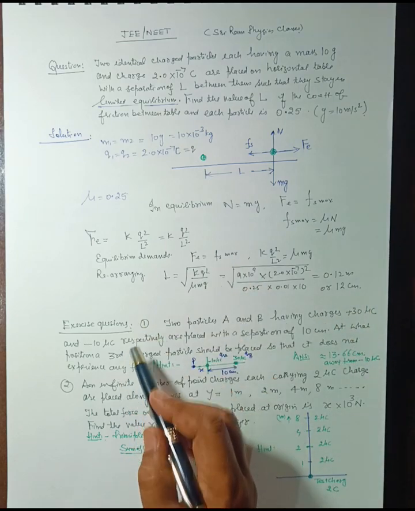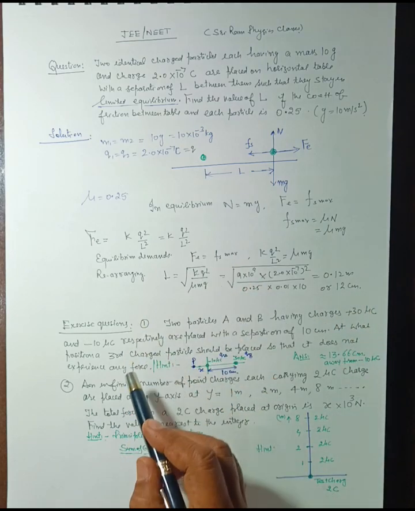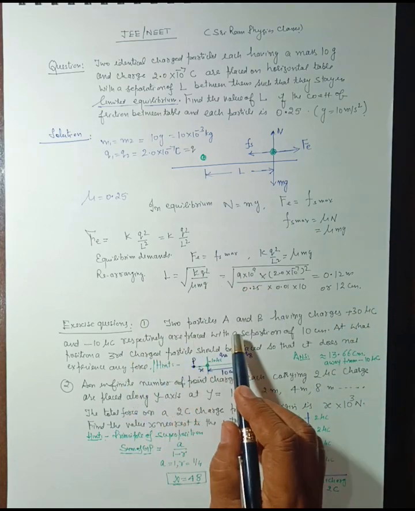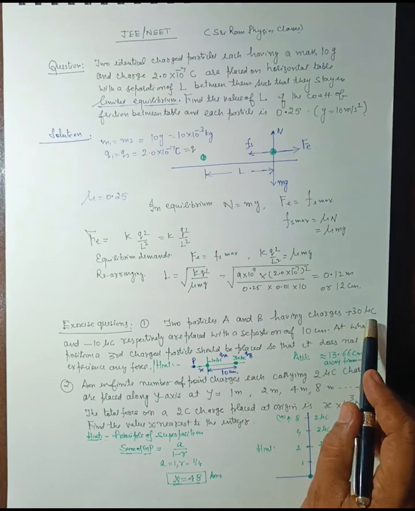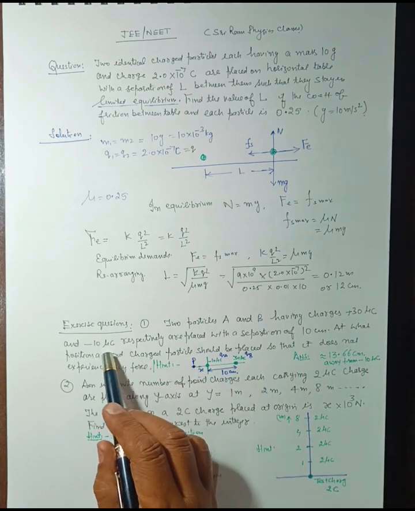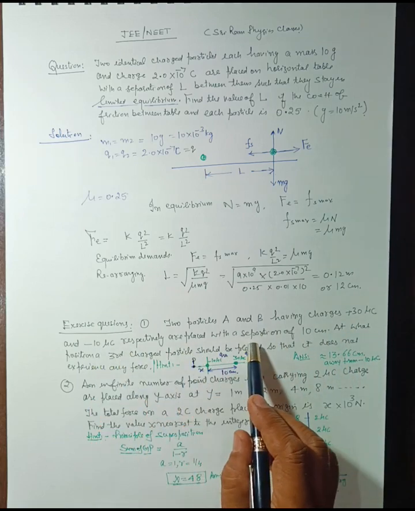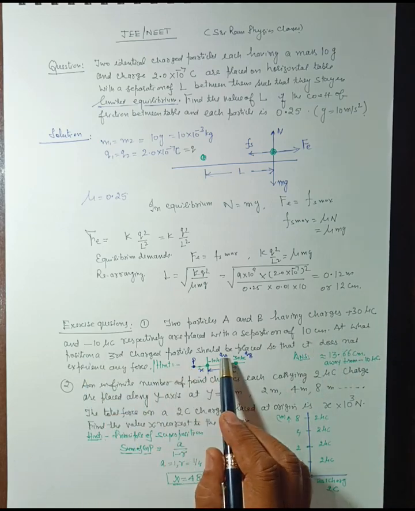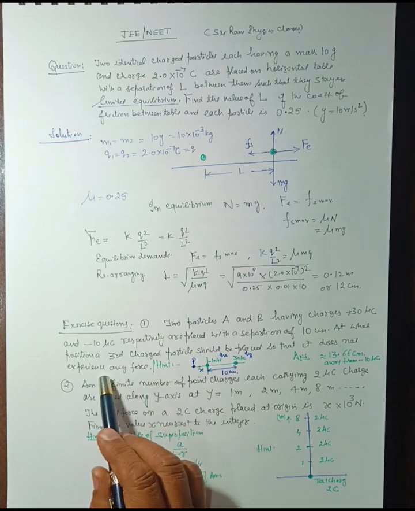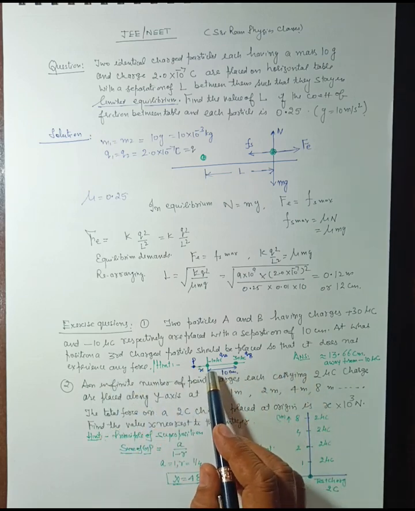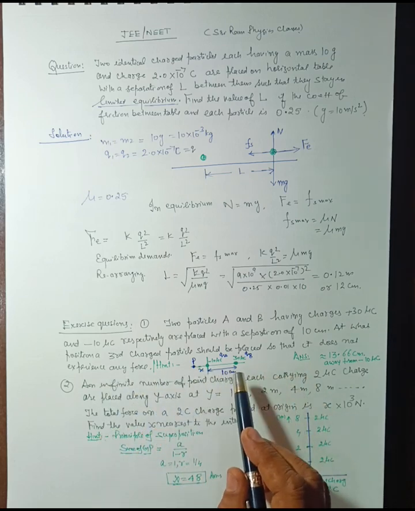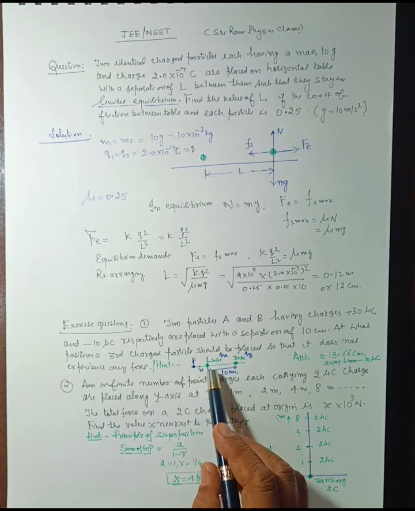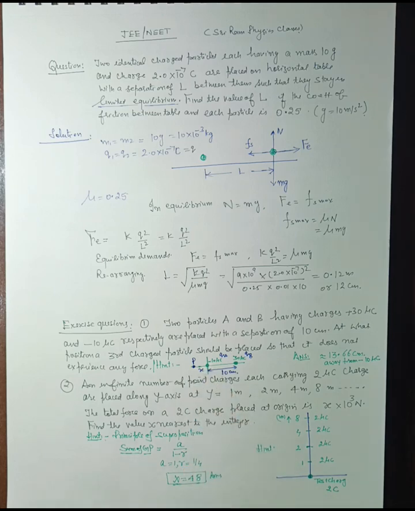Now these are the two questions given for exercise. आप इनको कीजिएगा. Two particles A and B having charges plus 30 microcoulomb and minus 10 microcoulomb respectively are placed with separation of 10 centimeter. At what position a third charged particle should be placed so that it does not experience any force? Hint मैंने आपको दिया है, देखिएगा. जो हमारे पास थर्ड चार्ज है, that should be nearest to the small charge so that its electric field can be compensated. And there are other two reasons, you must know it.